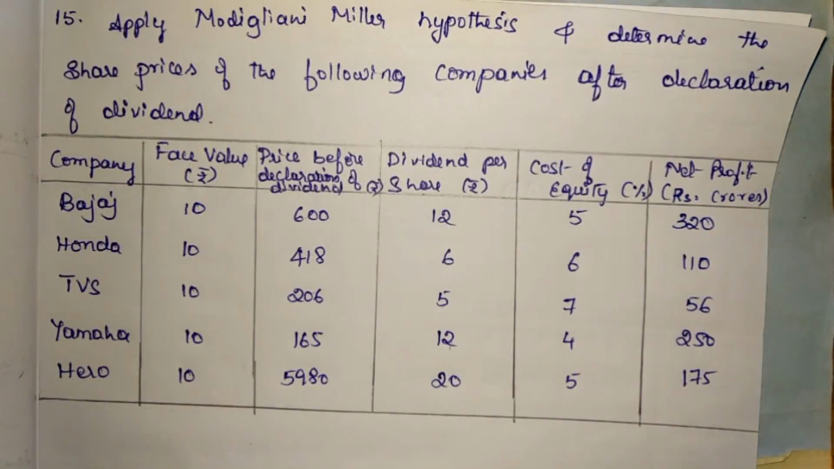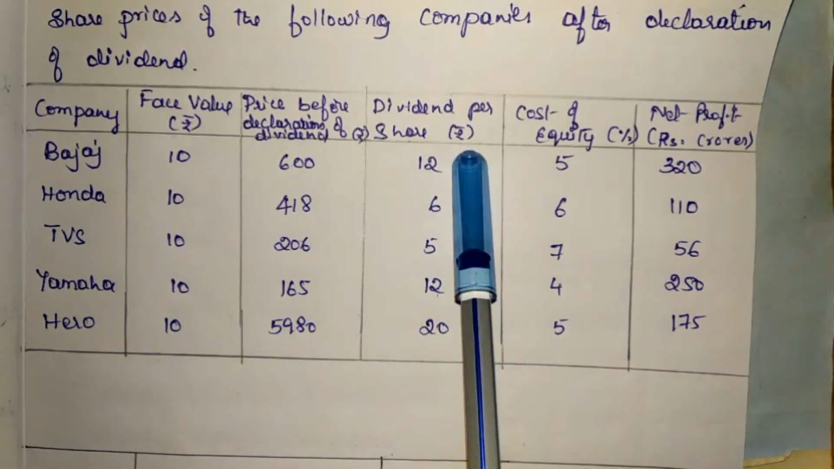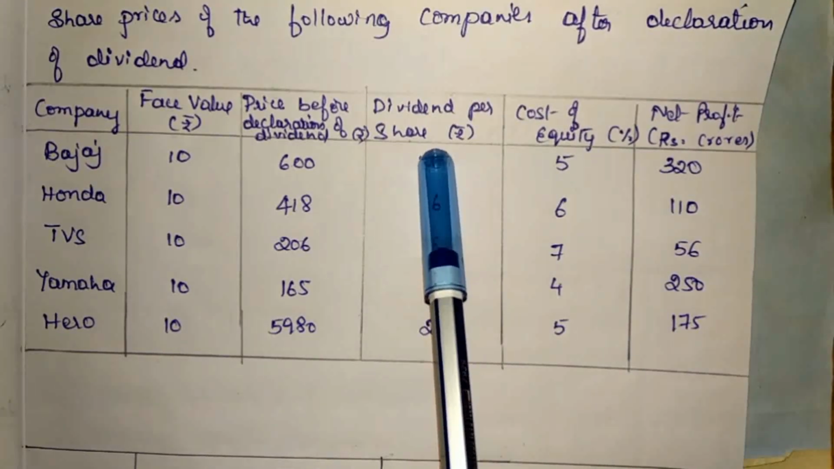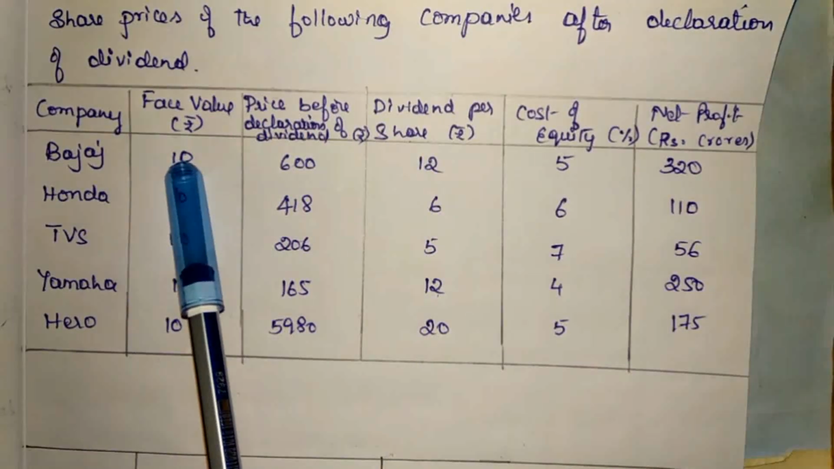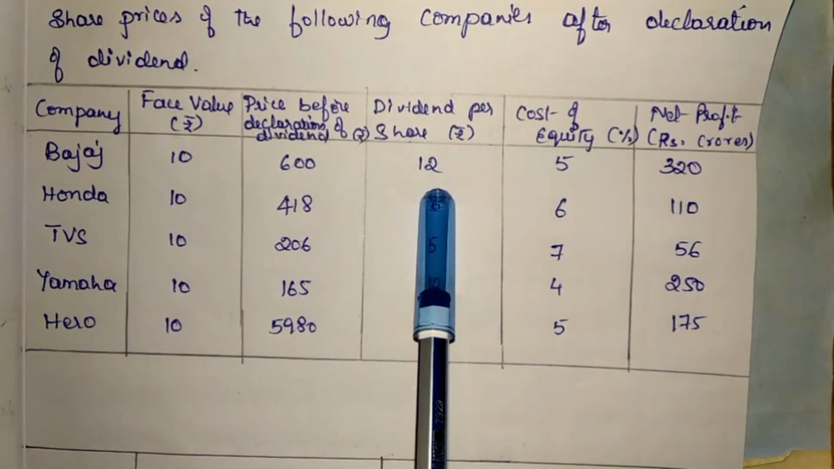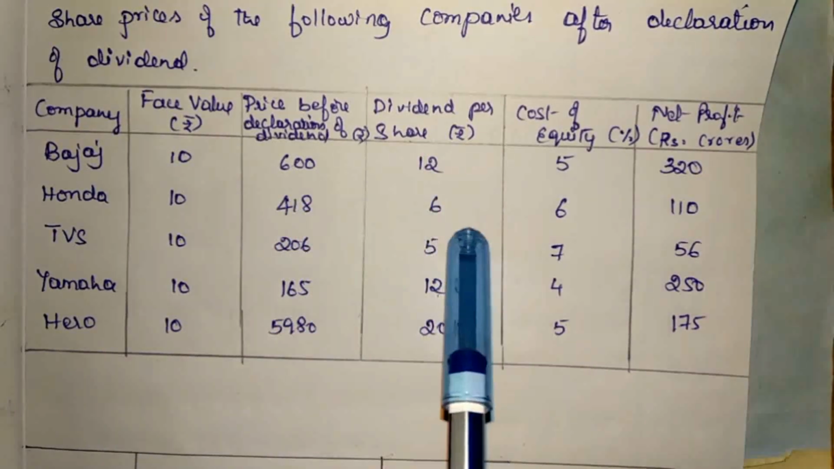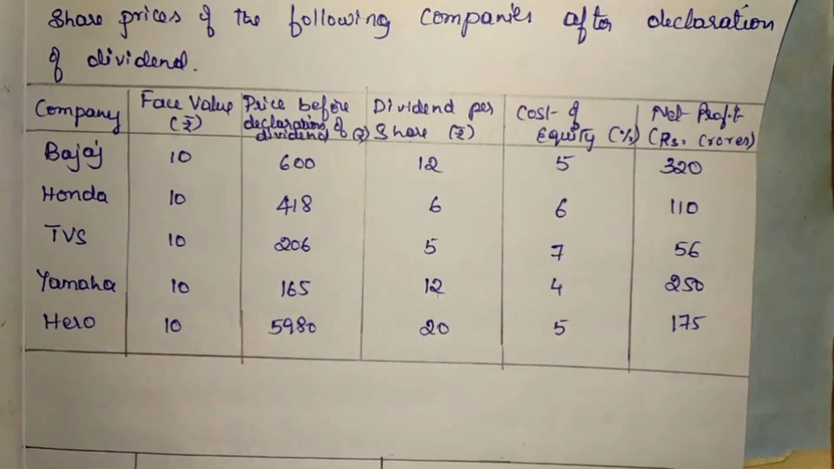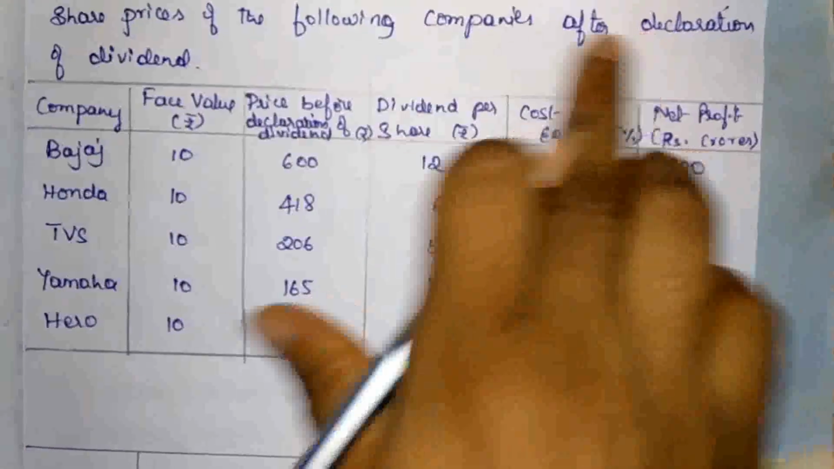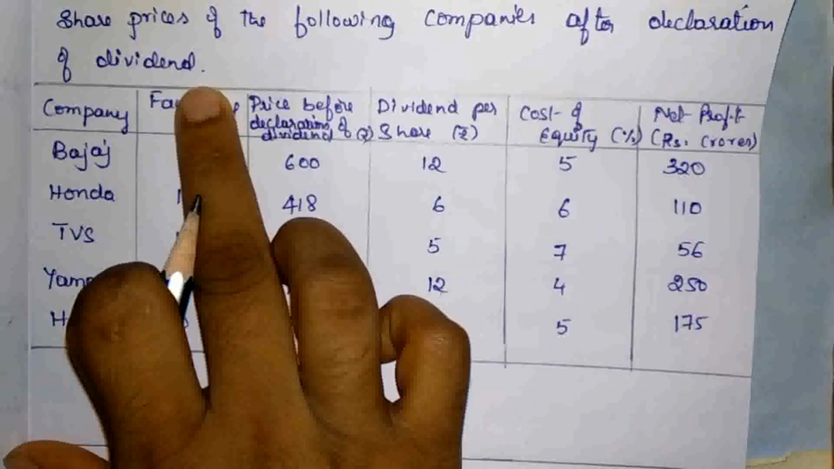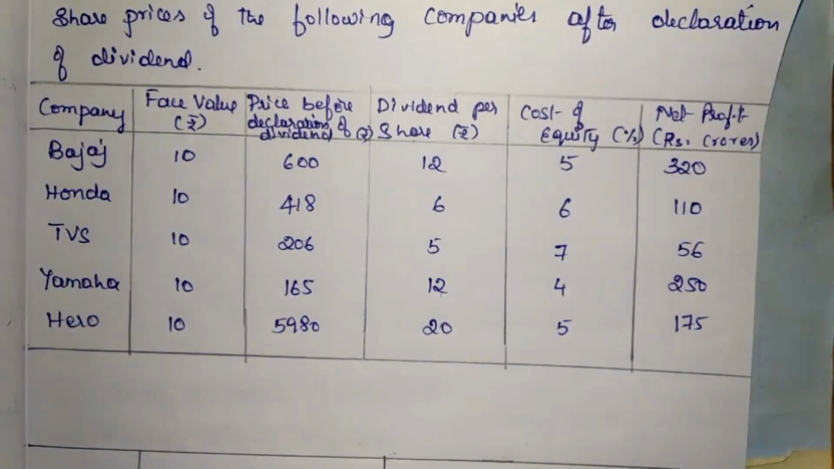So let us see the formula. In this problem, dividend per share is given in rupees. If it is given in percentage, then we have to calculate dividend per share on face value. You know that dividend is always calculated on the face value into percentage of dividend. You will get dividend in rupees, but here it is given in rupee value only, so no need to calculate it again. Here they have asked to calculate the share prices after declaration of dividend. That means the price after declaration of dividend, P1, is asked.